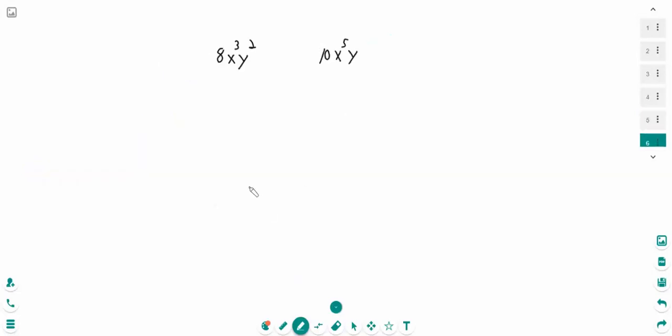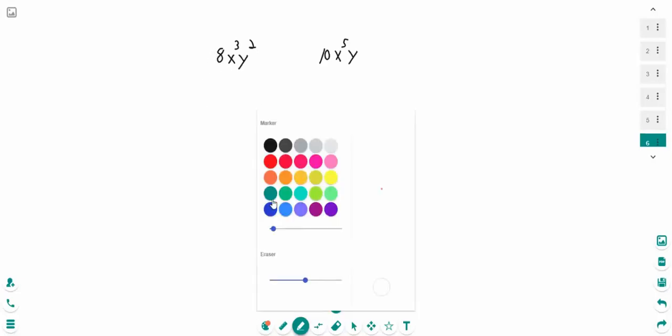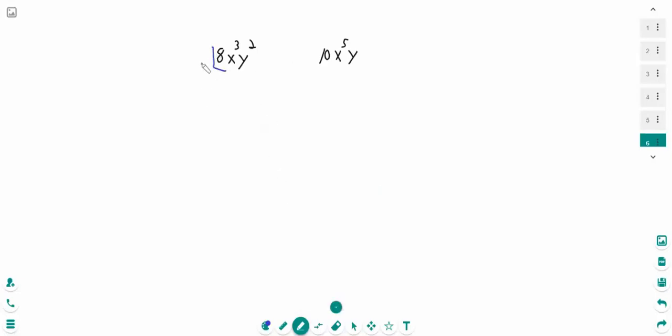Let's try these ones. Why don't you pause the video and try it by yourself first? Okay, so if we factor these, we will start by factoring the coefficients. And that's going to be a 2 and a 2 and a 2, right? So we're going to have 2 times 2 times 2. And then, of course, we have 3 x's. And we have 2 y's.